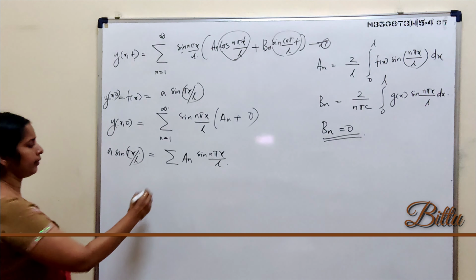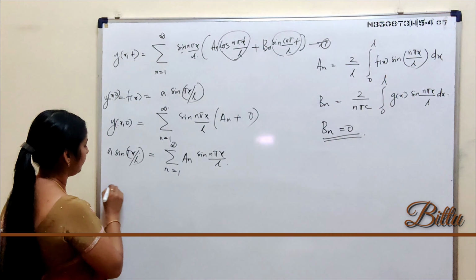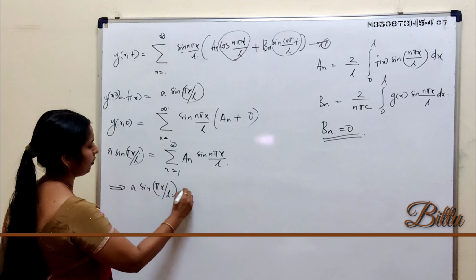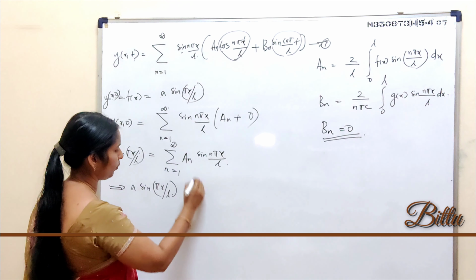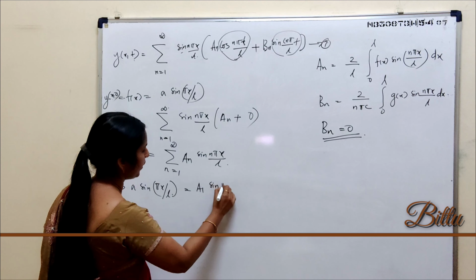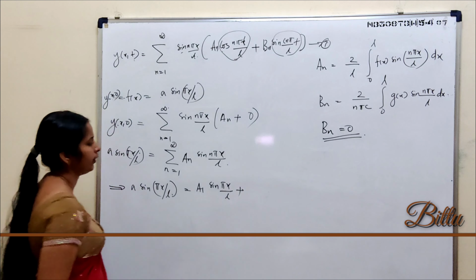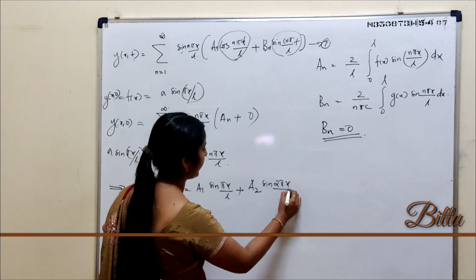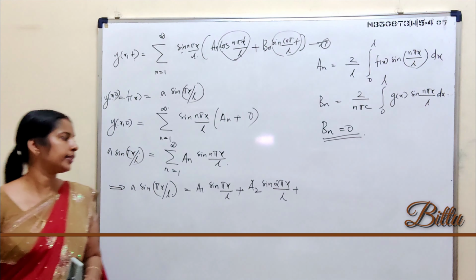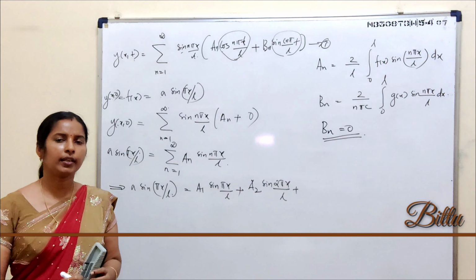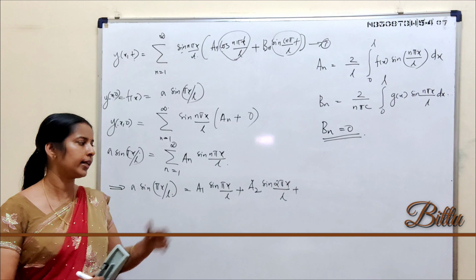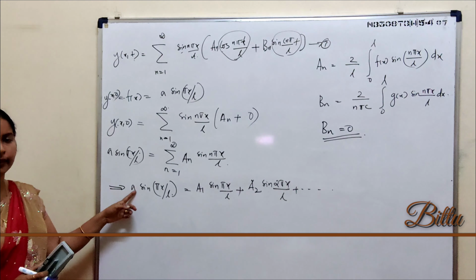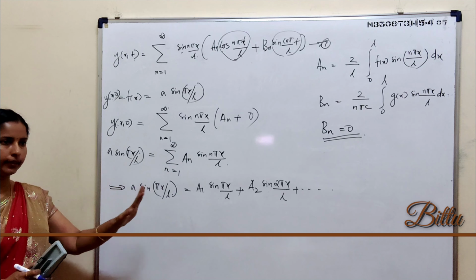Next you expand the right side, which implies a sin pi x by L is equal to, when n is 1, A1 sin pi x by L plus, when n is 2, A2 sin 2 pi x by L plus and so on. The right side is sigma n equal to 1 to infinity, so it's very clear that the right side contains infinitely many terms, but the left side contains a single term. So you equate on both sides.